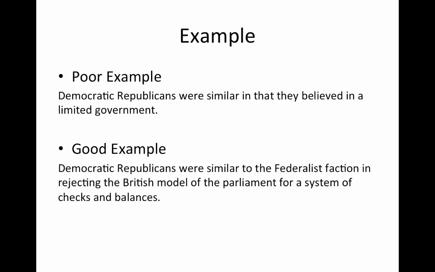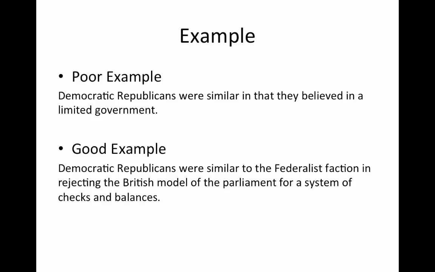So let's take a look at some examples. Here's a poor example. Democratic Republicans were similar in that they believed in a limited government. Now notice here a few problems with this topic sentence. First off, we only have Democratic Republicans, no mentions of the Federalists. Another problem here is that it's really general. All it tells me is that the Democratic Republicans believe in limited government, but how is that different from Federalists? Federalists also believe in limited government, but with a different definition of what they meant by limited government.